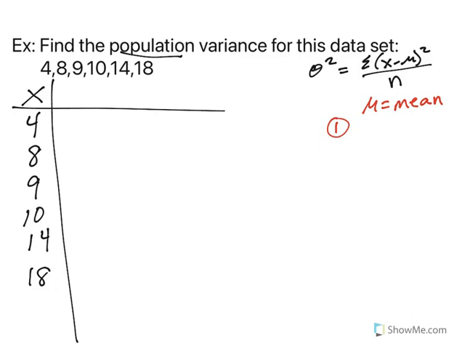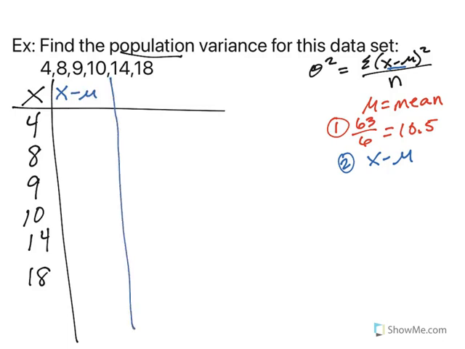So step 1 is find the mean. If I add these numbers together, 4, 8, 9, 10, 14, and 18, I get 63. And if I divide 63 by 6, I get 10.5. So my first step, finding the mean, check. Step 2 is we need to find the deviation, which is x minus the mean. You'll notice that's in the numerator of our formula. So I'm going to make my next column in my table x minus mu.